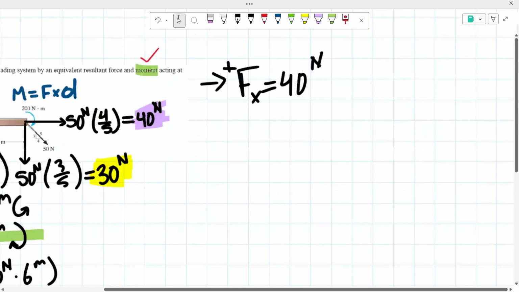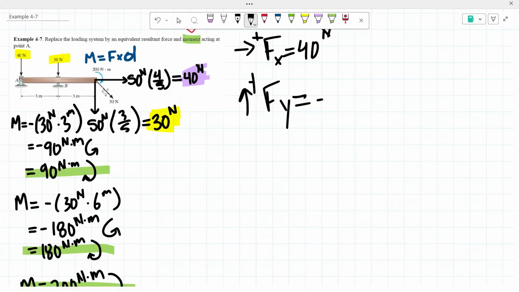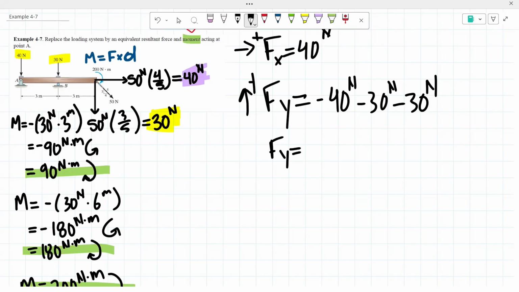So we have the sum of our forces in the x direction. Now we're going to do the sum of our forces in the y direction. We have negative 40 newtons since it's going downwards, minus 30 newtons, again going downwards, and then again another 30 newtons going downwards. So we end up having a total of negative 100 newtons. So that means we have a total of 100 newtons acting downwards.